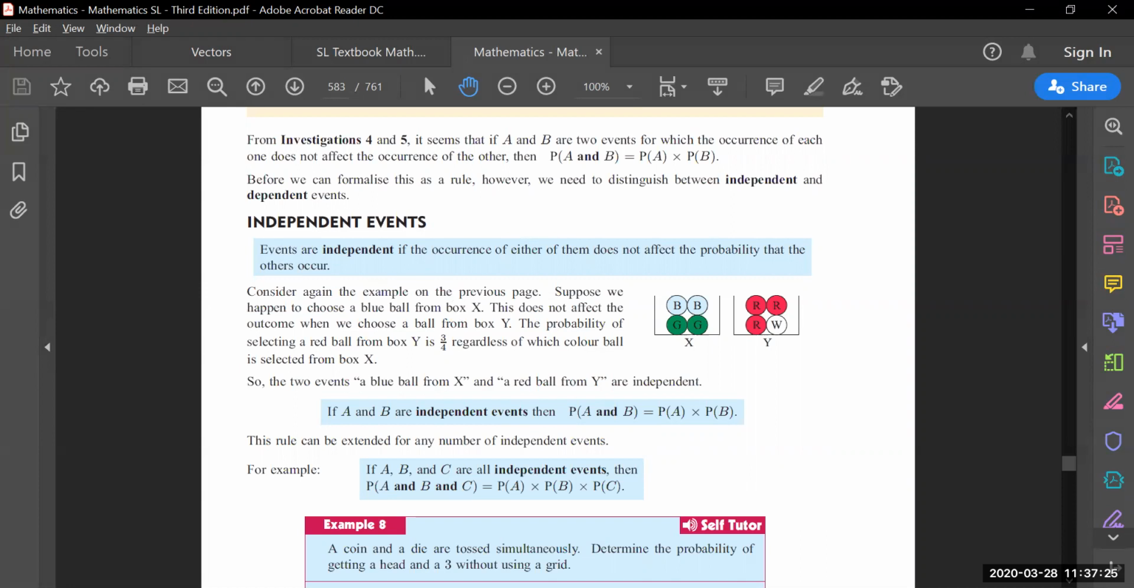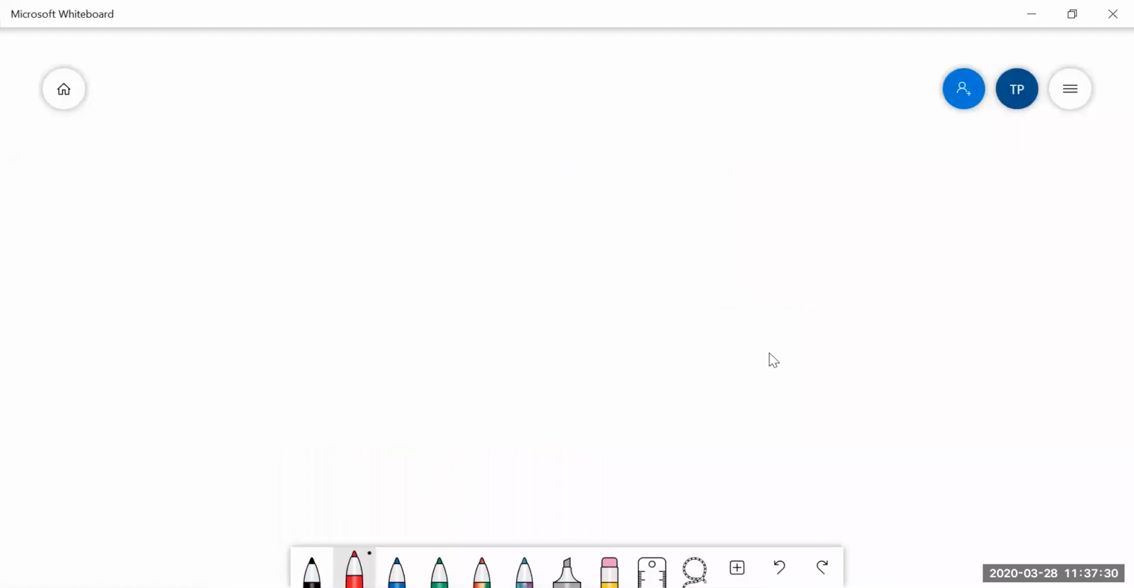Do you understand what it means for both events to be independent of one another? What it exactly means, maybe not, but when I do it, I know how to do it. Okay, let me explain to you.